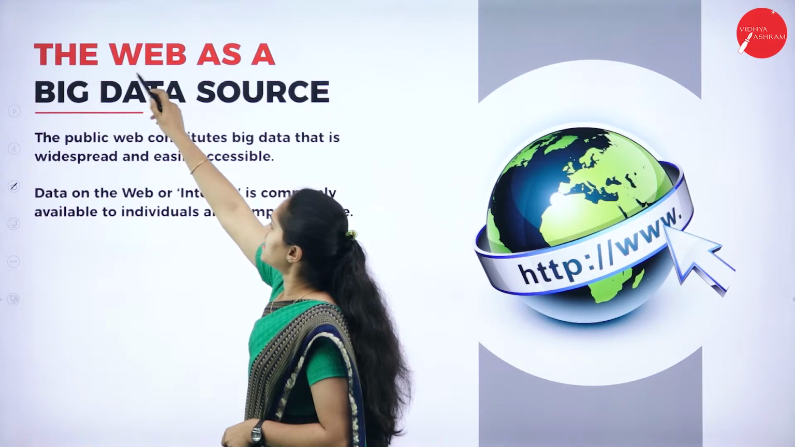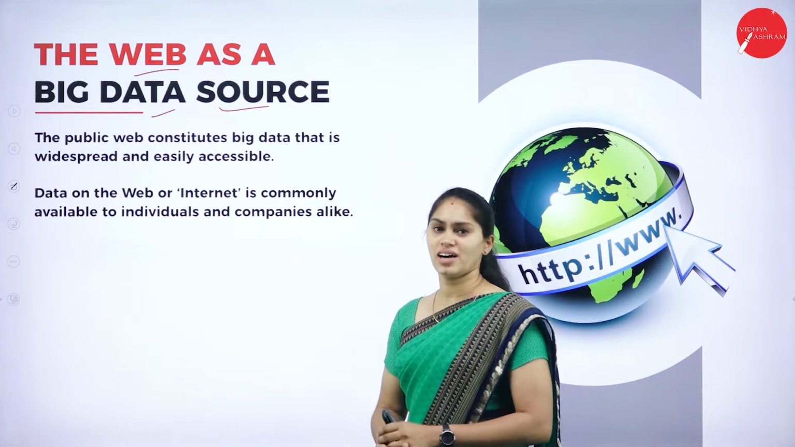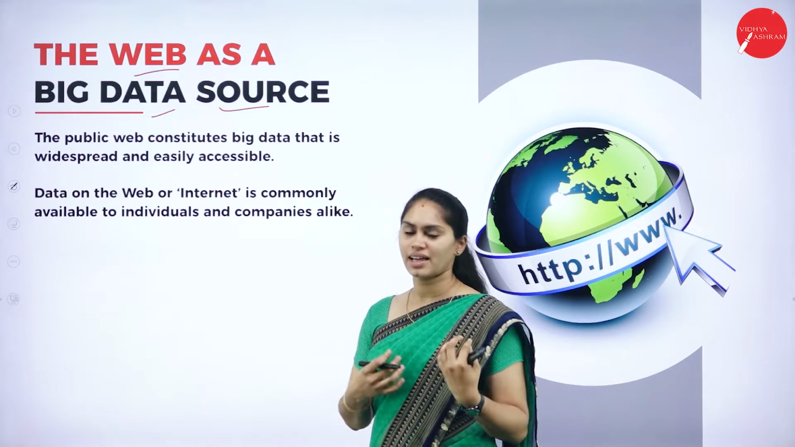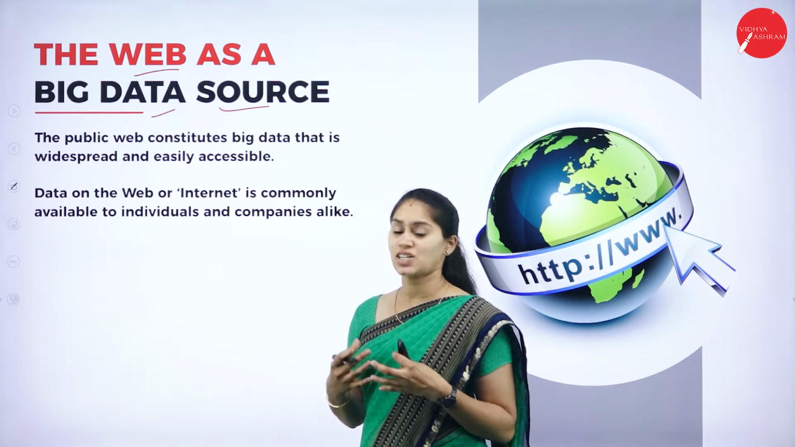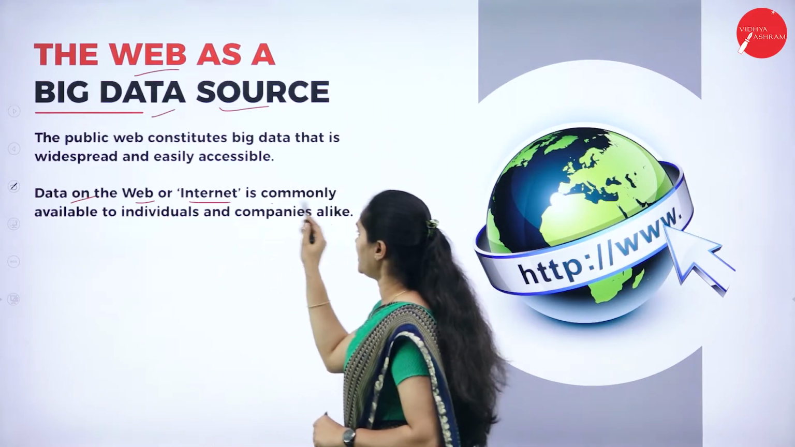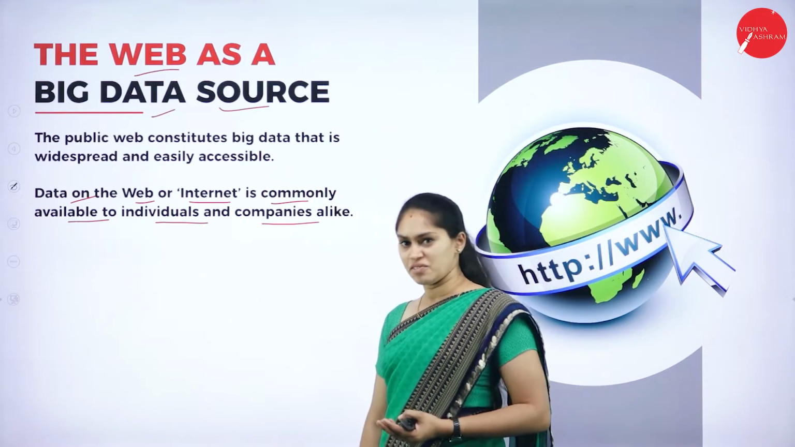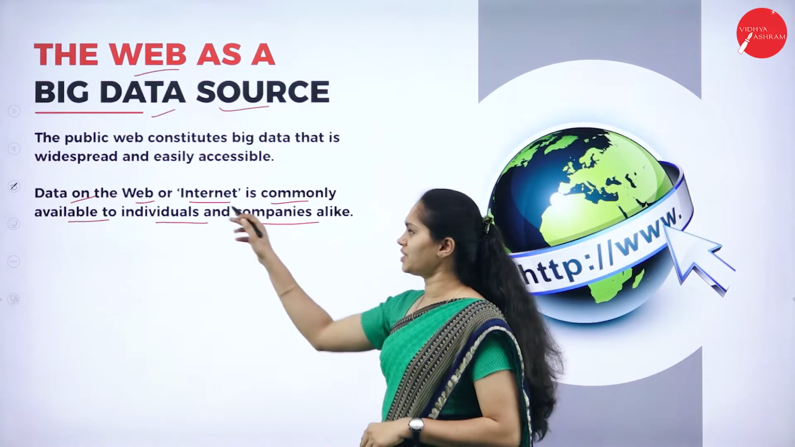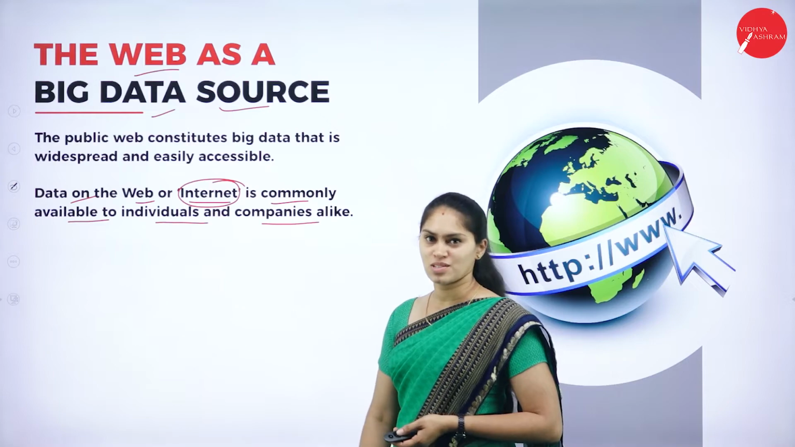Next, the web as a big data source. As we all know, the web is related to searching. So if you are putting some keywords in the internet, if you are searching something, web pages, websites, collections of web pages, everything is going to store some data and information. By having those unstructured data, I can use that for my analysis. So here also, data on the web or internet is commonly available for individuals and companies alike. What a company is doing, what individuals are doing, their perspective, their requirements, their preferences, everything can be known with the help of the internet. So whatever data is available over the internet can be considered as one of the sources for big data.